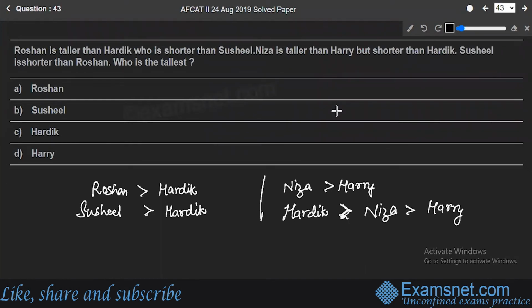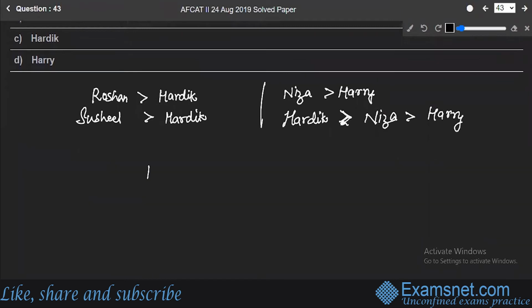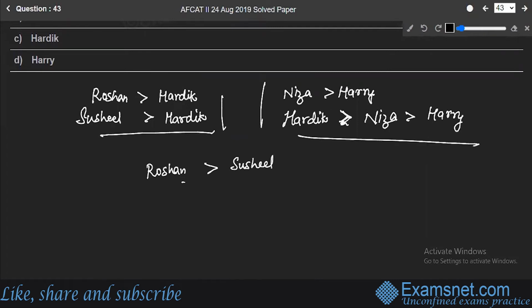Also, you are given one more thing, that Roshan is taller than Sushil. So looking at these, if I combine all of them, this is the particular pattern. First of all, Hardik is taller than Niza. Niza is taller than Harry. And then Hardik, Roshan, Sushil. Roshan is the tallest one.